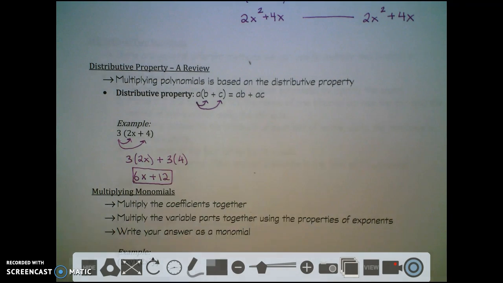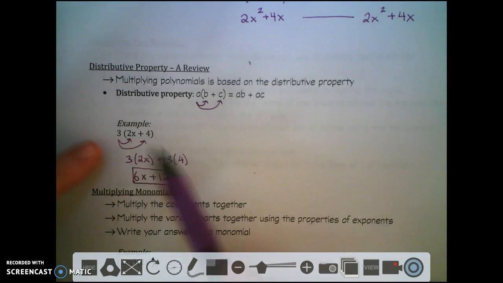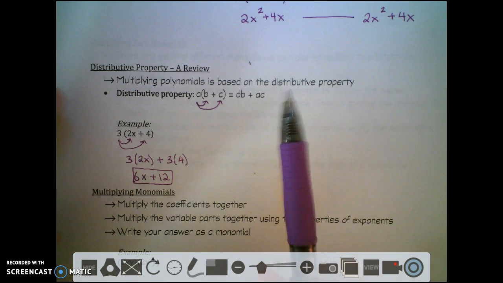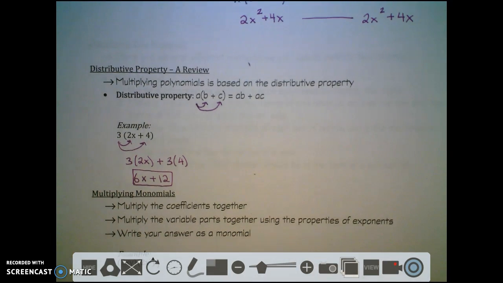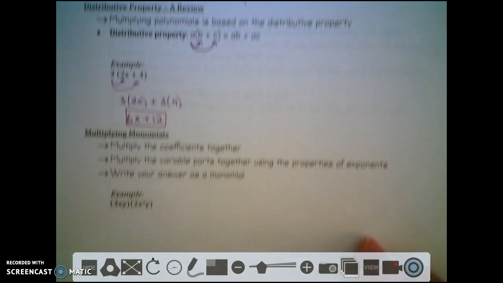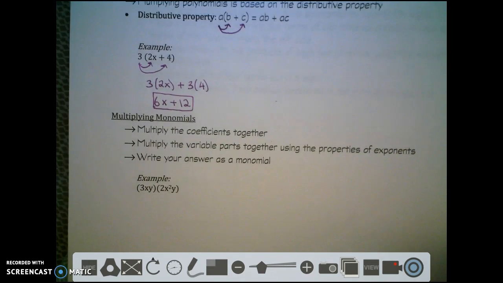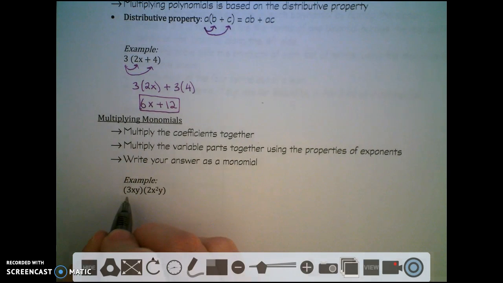Multiplying polynomials is based on the distributive property, and even when we aren't distributing a single number on the outside here, all of our polynomial multiplication processes will come back to this property. Now, multiplying monomials involves multiplying the coefficients together and multiplying the variable parts together, and then writing our answer as a monomial. Remember from Module 10.1, a monomial is a polynomial that doesn't have any addition or subtraction in it.